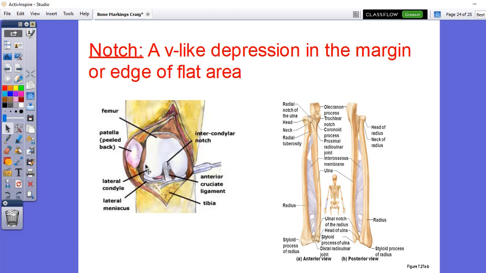Look at the end of the femur here. The end of the femur is going to have a notch that runs between it. And you can see this V or U-shaped depression on a bone.